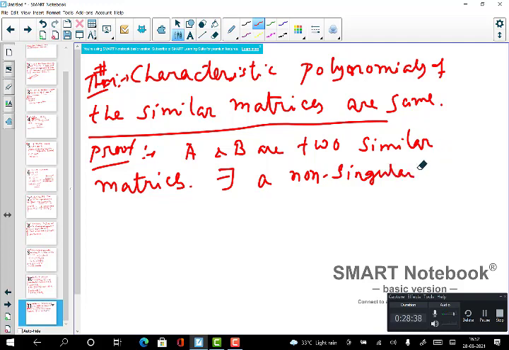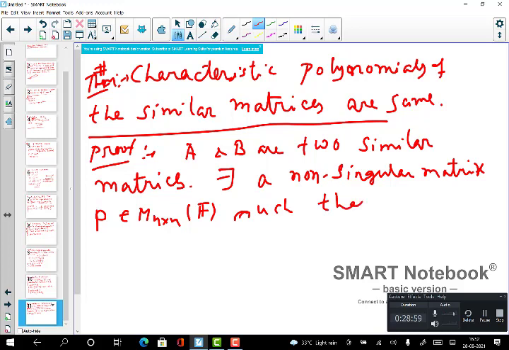Non-singular matrix. You can say that a change of basis matrix, right? Say P belongs to M n cross n of A, such that B equals P inverse AP, right? This is by definition of similar matrices.